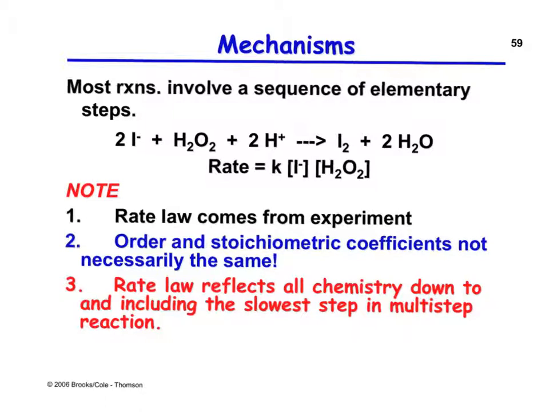If something doesn't fit your experiment, what good is it? It's really not too helpful. Be careful because the order and the stoichiometric coefficients are not necessarily the same. They can be if it's a part of the slow step, which I'll talk about in a second. But for the overall reaction, they may or may not be the same, so you need to be careful on that. The rate law in general reflects all of the chemistry down to and including the slow step in a multi-step reaction. So you can derive a rate law from the slow step, and I'll talk about that too.